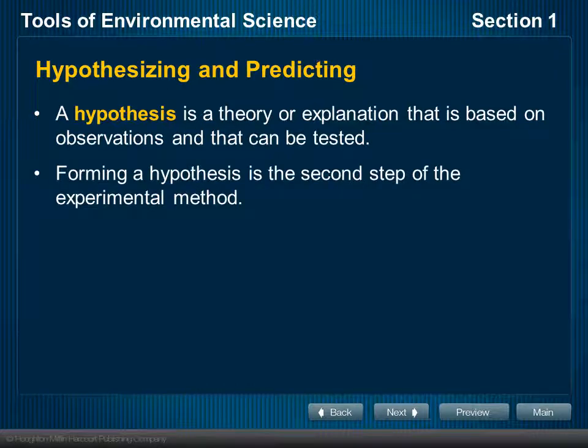Forming the hypothesis is the second step of the experimental method, and it's an explanation. Okay? So now I'm trying to explain in words what I saw in my observations. And I'm trying to explain what I saw in such a way that I can test it to see if my explanation is correct. Let me say that again. I am now trying to explain in words what I saw in my observations, and I'm trying to explain it in such a way that I can test to see if my explanation is correct.